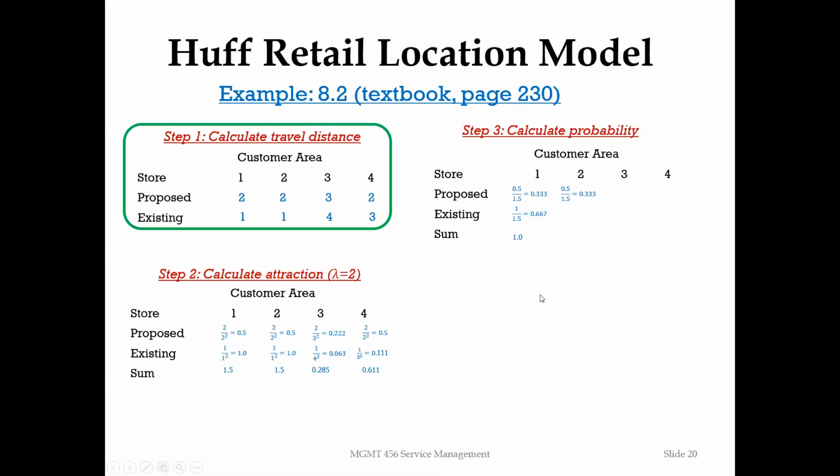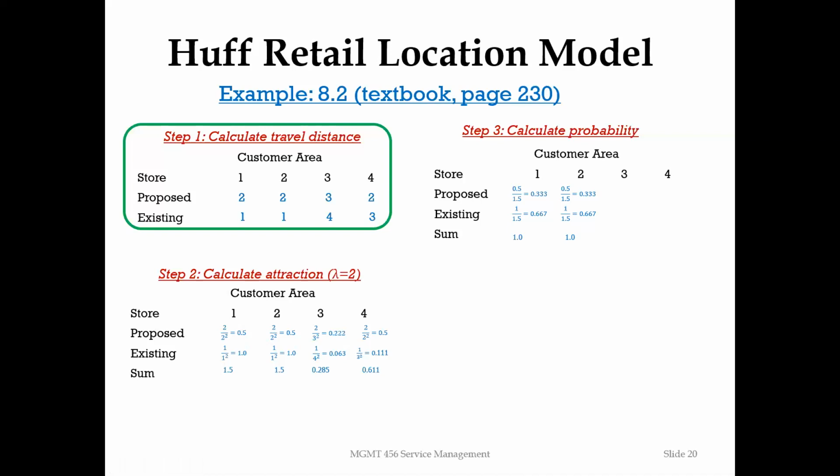Now let's do customer area 2. For customers who live in area 2, how likely they will shop from the proposed store will be 0.5, which is the attraction for the proposed store, divided by 1.5, which is the total attraction. So we get 0.333. How likely are they going to shop from the existing store? It will be 1, which is the attraction for the existing store, divided by 1.5, the total attraction. So you get 0.667, and the total is 1.